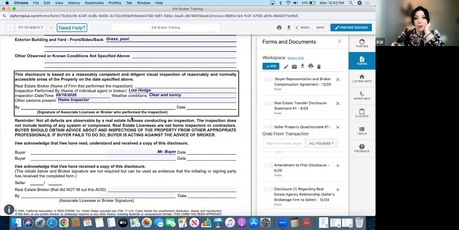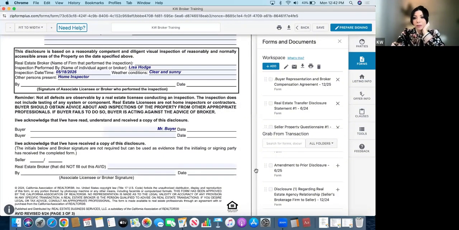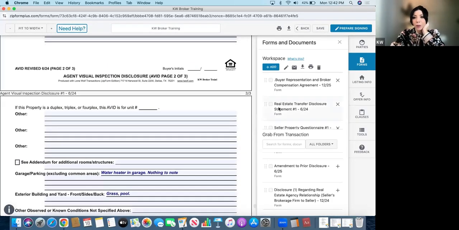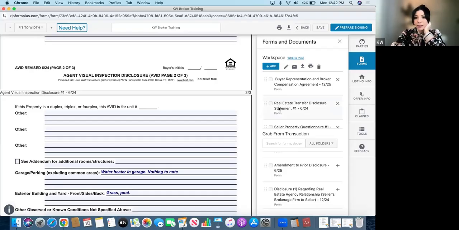Do we have any questions about our AVID? Okay. Okay, so we went over TDS, SBQ, AVID, and BRBC. We have a little bit of time left. Does anybody have any questions regarding any of the other forms that we went over today? We can take a couple minutes and do a quick review if you guys want to.